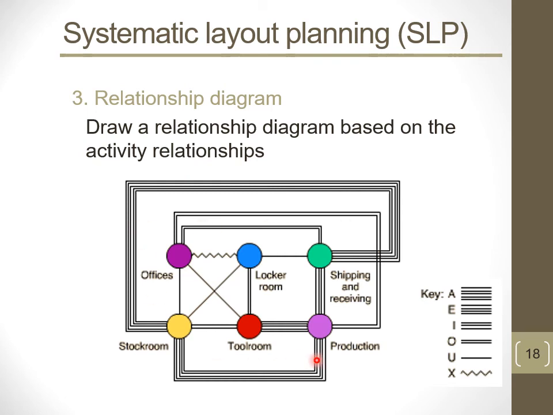By the way, this is not our final block layout. This is just a representation, and by looking at this representation, we will understand which departments should be closer to each other and which departments should not be closer to each other, and then we modify their places and come up with the block layout. Okay? Similarly, if you see between the offices and the locker room, there is an X relationship. It's undesirable to have these two departments side by side. Again, we see this in our graph. So we will place these two departments, let's say, far away from each other.